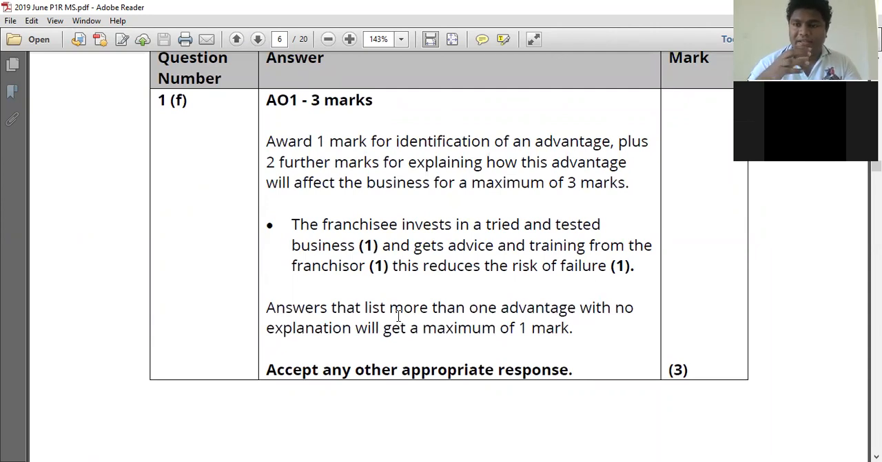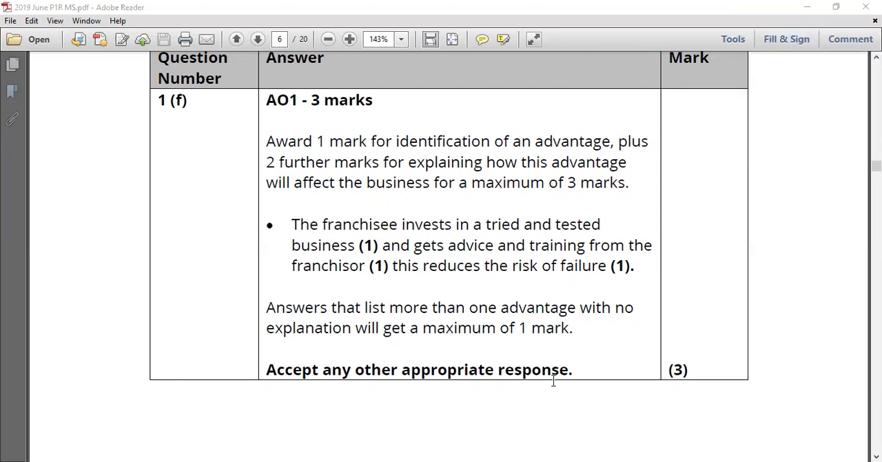You can say the franchisee invests in a very good, established, tried and tested business, with the ready-made market. Therefore, the reputation of the franchise can be obtained with the franchise, which leads to increased revenue and profitability. Like that, you can accept any other response. There are so many advantages, so you can take one advantage and elaborate on that one, right? That's how you have to write for a 3-marker. So there is no need for application like that.